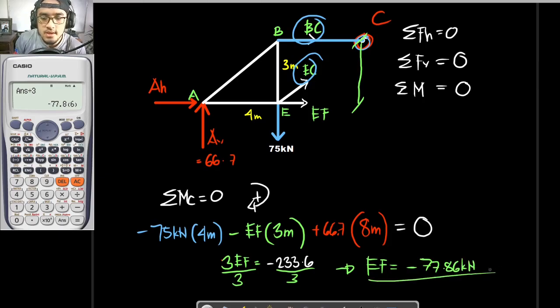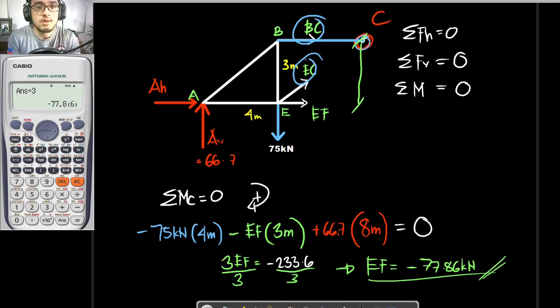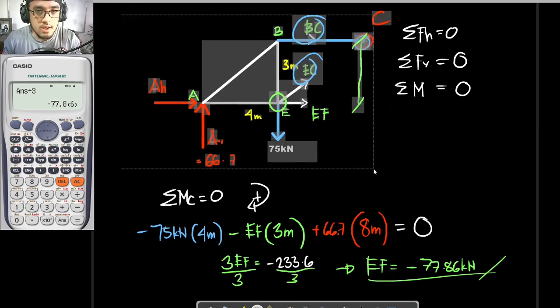So as simple as that, we have already solved for this value right here without solving for these values right here. But if we are also concerned with this bar force right here, we can use any equilibrium equation that we know. Or using that, we can get the moment about this point so that the moment arm of both EC and EF would be 0 and we would be solving for bar force BC. So if you didn't understand that, let's just copy this to the next slide.